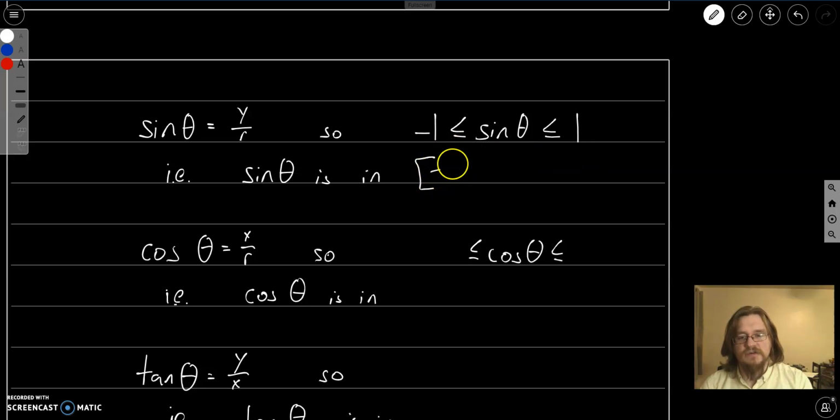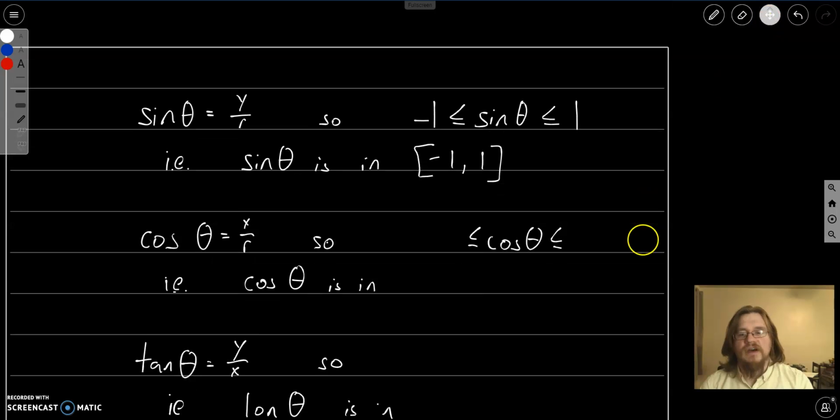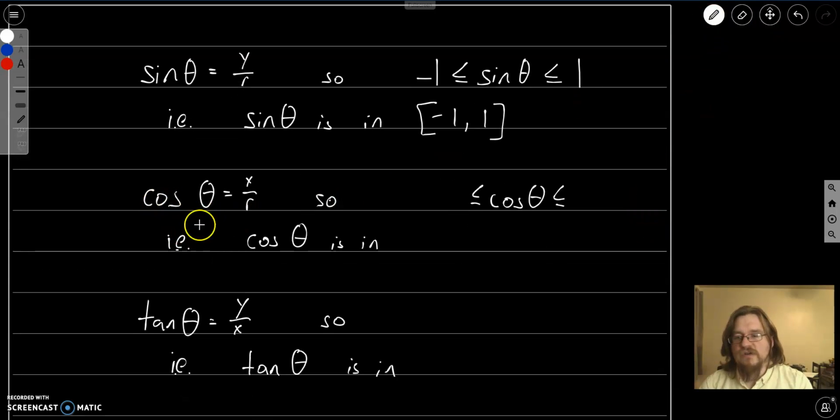So if we write this as an interval, this would be the interval from -1 to 1, including 1 and -1. Cosine is essentially the same way. There isn't a whole lot of difference between x and y here. We have the smaller number on top, the bigger number on bottom. So again, this could be as small as -1 and as big as 1. Since the bottom is bigger than the top, since we're dividing by a bigger number, we can't get something bigger than 1. So the cosine is still in this interval here.